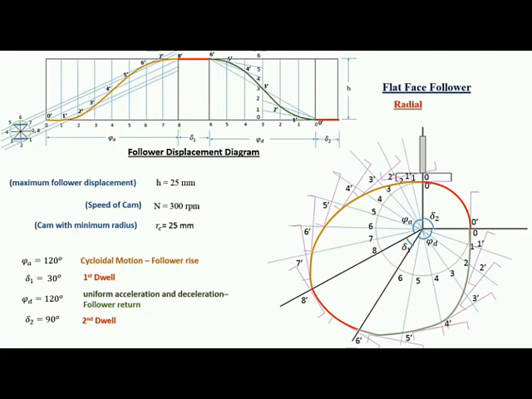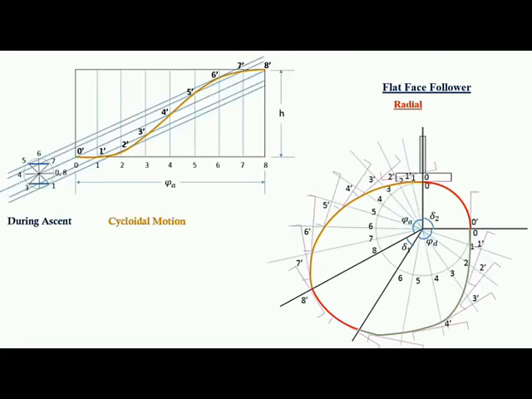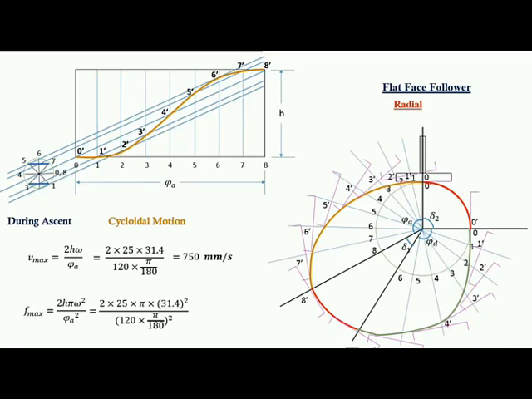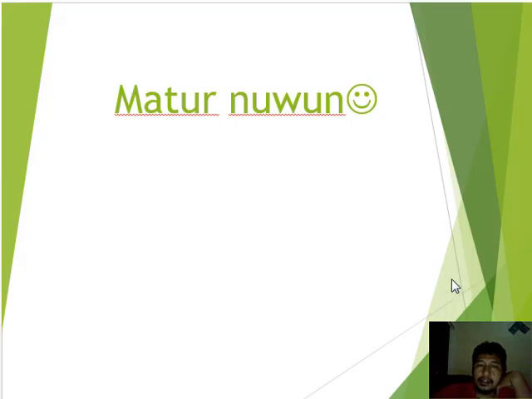Now this is the final cam profile, and we have to find out the maximum velocity and acceleration during ascent. So we have cycloidal motion, so maximum velocity is 750 mm per second, and maximum acceleration is 35,310. Okay, that's all for our lesson today.